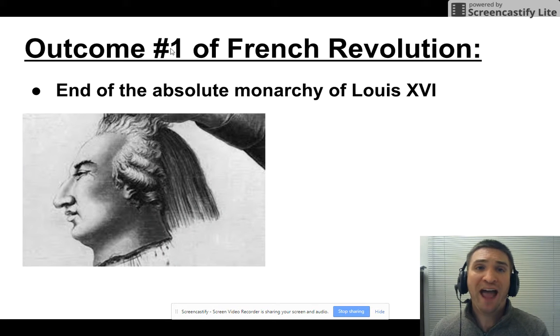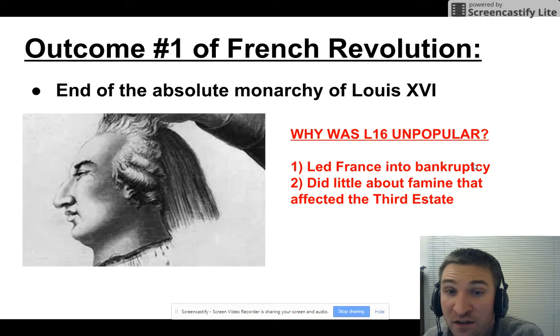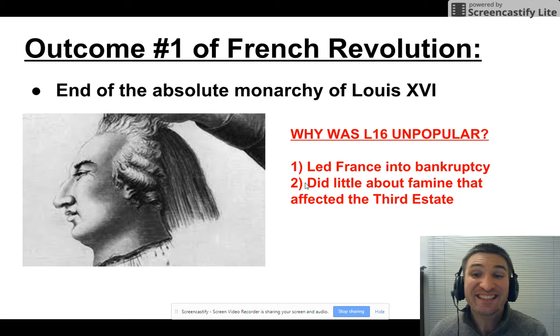What was the first outcome of the French Revolution? It was the end of the absolute monarchy of Louis the 16th. Here's his head. Why was this man so unpopular? Well, first, he led France into bankruptcy. And number two, he did little about a famine that affected the Third Estate, which, remember, is 97% of the people. 97% of the people are starving, they're bankrupt, they're angry at this leader for not listening to them.